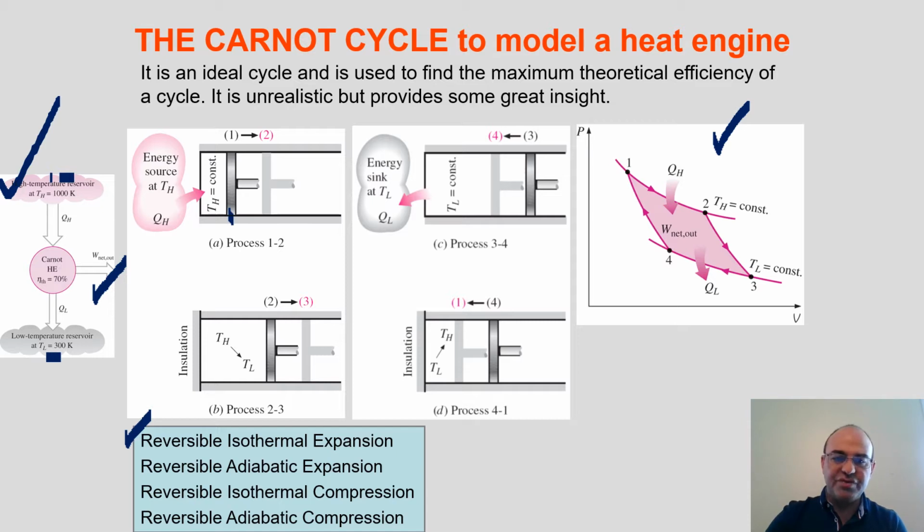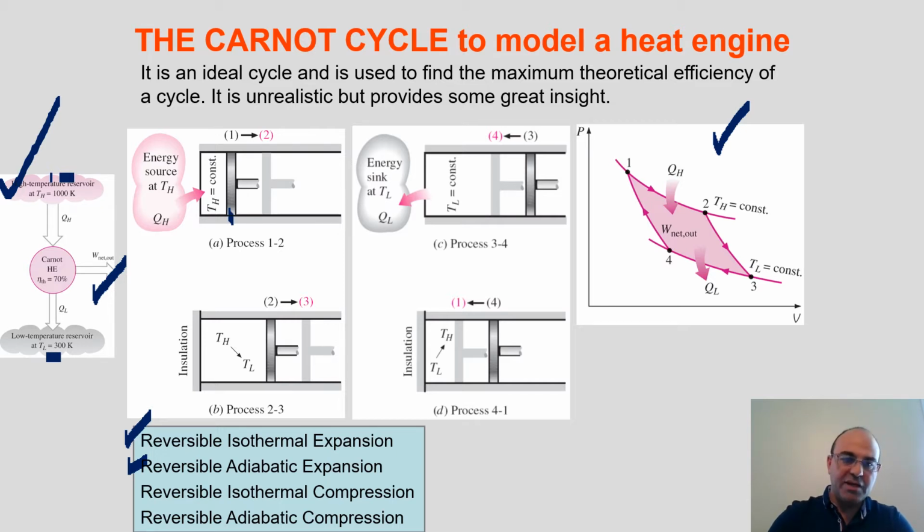Then from process 2 to 3, we remove the heat transfer and let the piston expand from gas temperature TH to TL. So this process 2 to 3 remains adiabatic. There is no heat transfer, the system is insulated, but we do have expansion. And this adiabatic expansion is reversible, meaning there is no friction. It's a very slow quasi-equilibrium process from TH to TL. We will see later in chapter 7 that this reversible adiabatic process is called an isentropic, or entropy constant, process. Reversible adiabatic from 2 to 3.